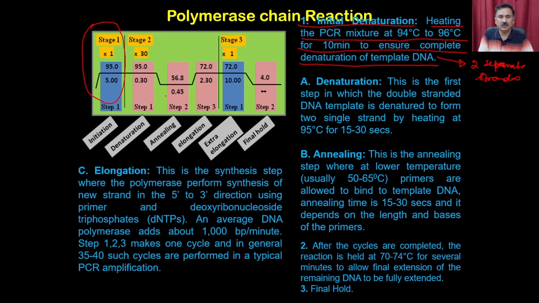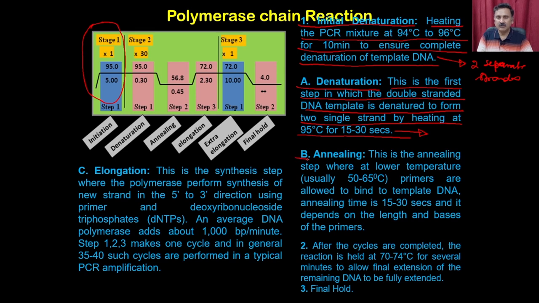In stage two, you're going to have three events: denaturation, annealing, and elongation. In denaturation, this is the first step in which the double stranded DNA template is denatured to form two single stranded DNA by heating at 95 degrees Celsius for 30 seconds.